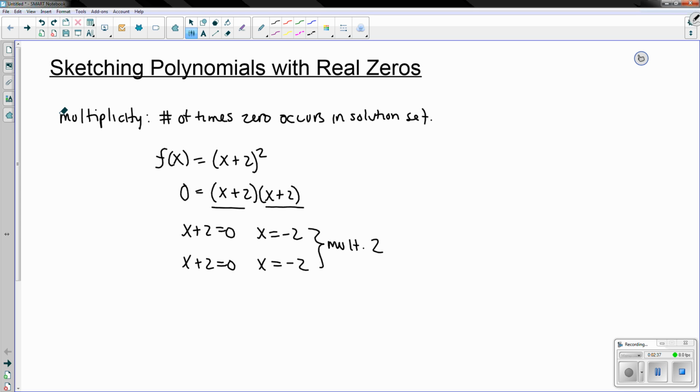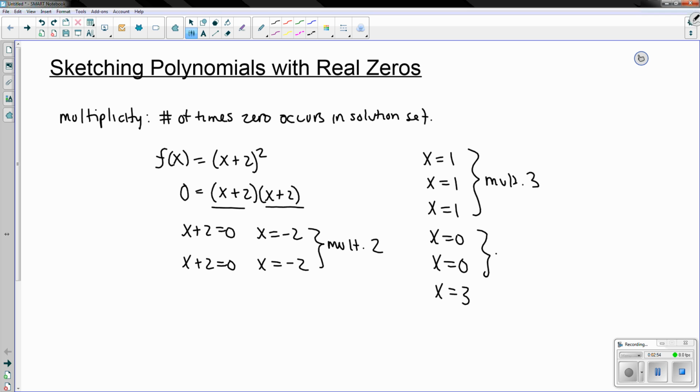So if you were to solve a random polynomial and you get x equals 1, x equals 1, x equals 1, x equals 0, x equals 0, and x equals 3 as your 6 solutions, well, x equals 1 would have multiplicity 3 because it occurs 3 times. 0 would have multiplicity 2, and then 3 would have multiplicity 1. So you get the idea. It's just the number of times it occurs in the solution set.